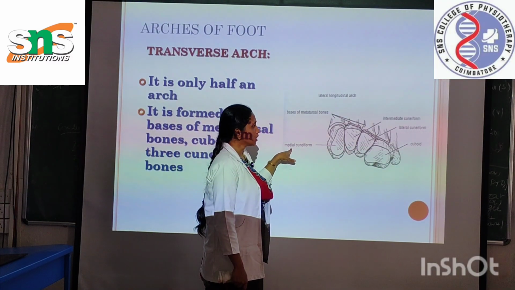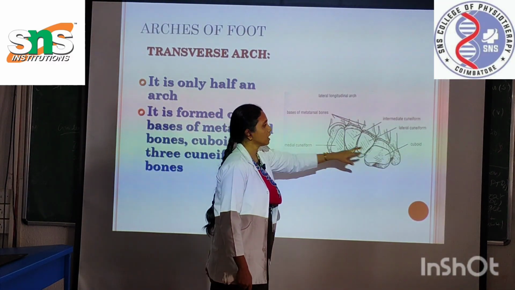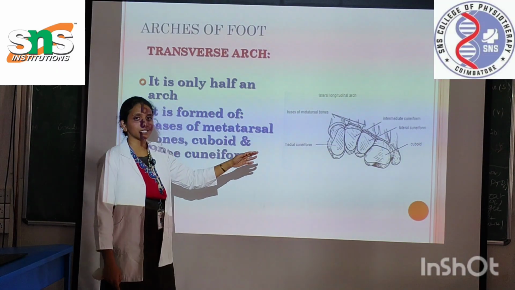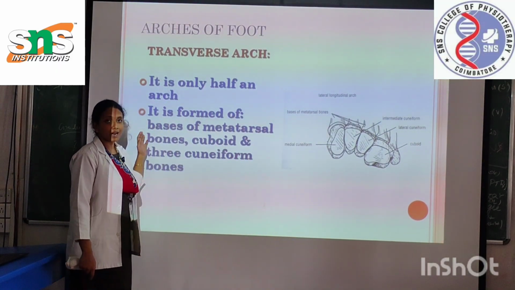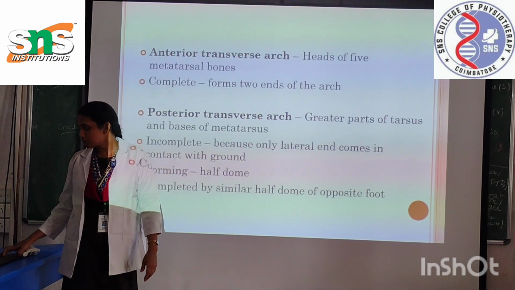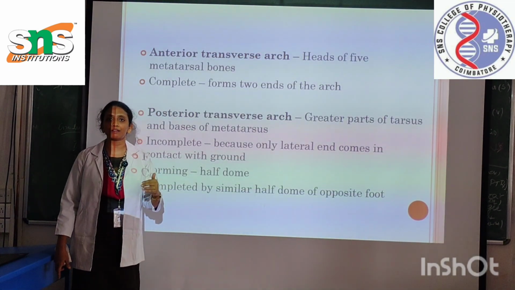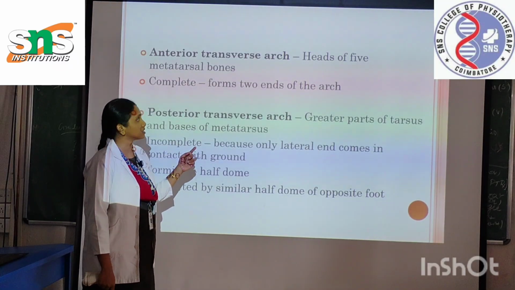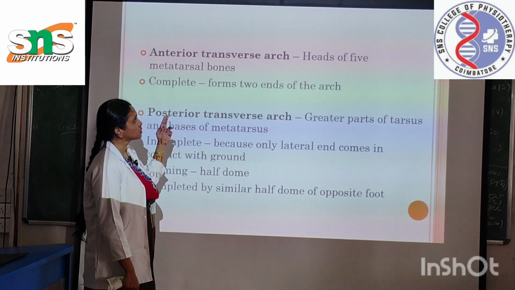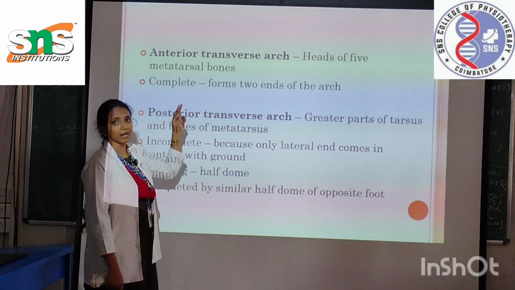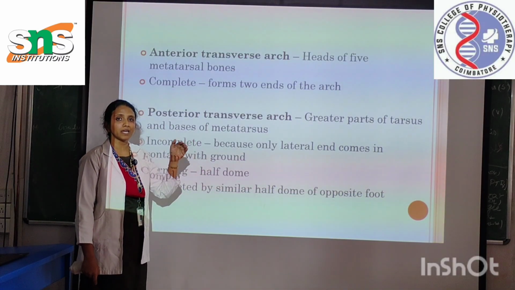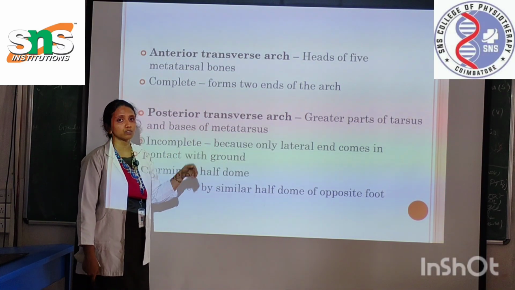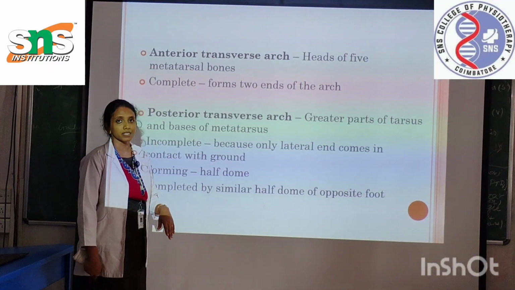The next is the medial cuneiform bone, and the other one is the cuboid bone at the lateral end. All these bones form the transverse arch of our foot. The next is the subdivision of the transverse arches of the foot: the anterior transverse arch and the posterior transverse arch. The anterior transverse arch is formed by the heads of the five metatarsal bones. The name itself implies that it is present anteriorly.